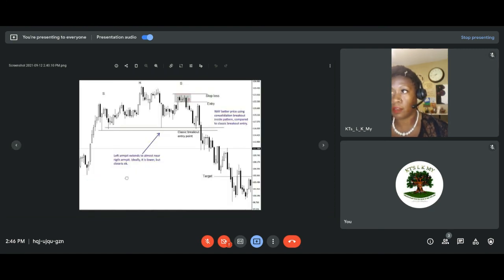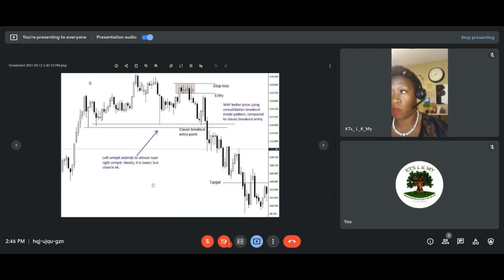And this is another example when they say multiple heads and shoulders. This is one that I found, and it's showing you how the left armpit extends to almost near the right armpit. Ideally, it is lower, but close is okay. And so you're looking at this, and again, this is showing you that the market was up and it reversed. And so that's what I have for these chart patterns.